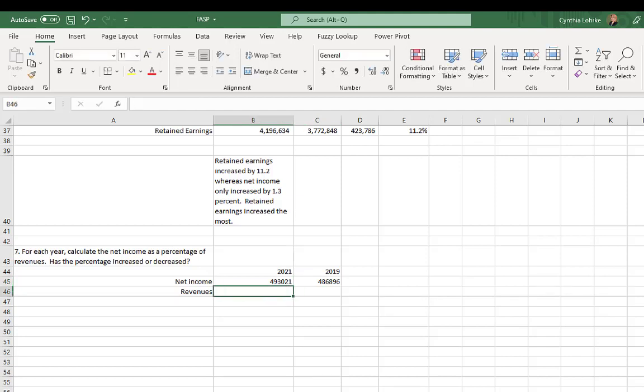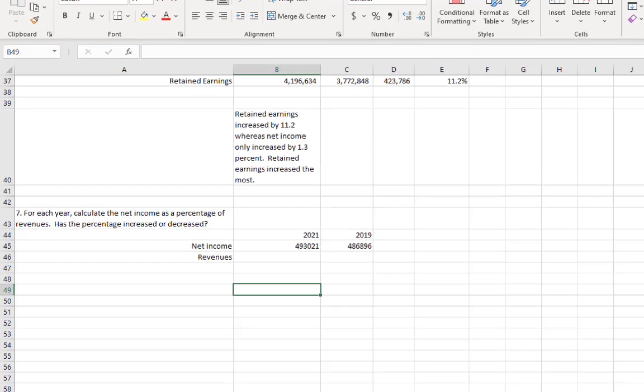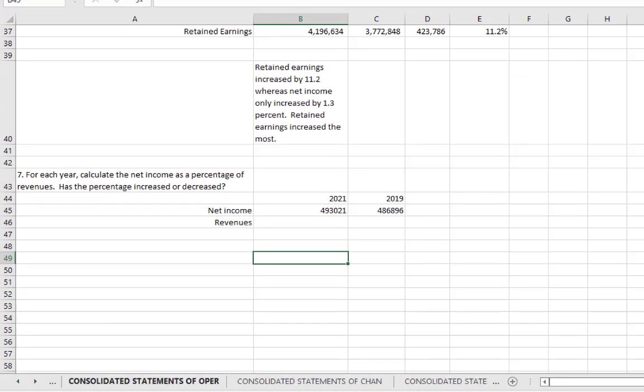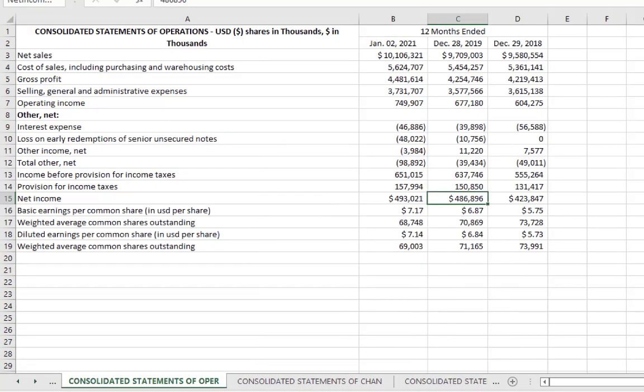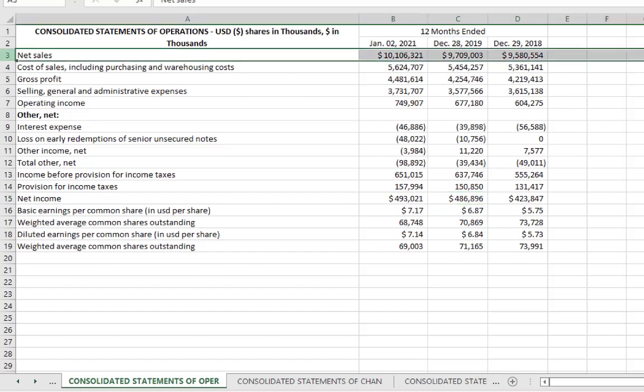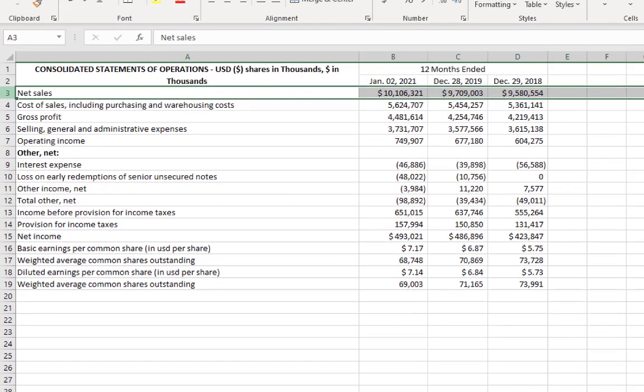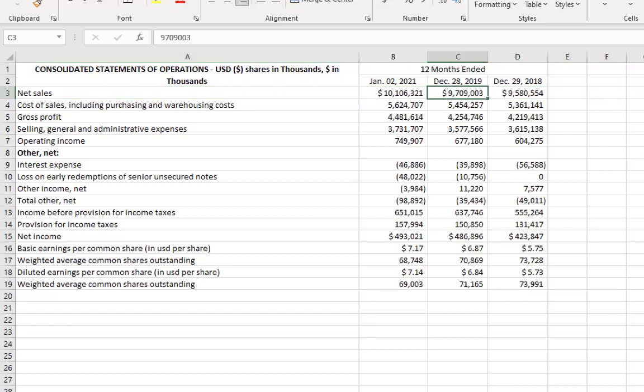Now my revenues, did I do my revenues? Let's see. I did not. Okay, so notice I have no revenues right there. So where do I find my revenues? I'm going to find them on my income statement. So I'm going to go look for my income statement. My income statement is called Consolidated Statements of Operations. All right. So my revenues up here are called net sales. Yours may be called revenues. It could be called different things, but it's typically going to be the top row or the top couple of rows. And I want these two to be named.